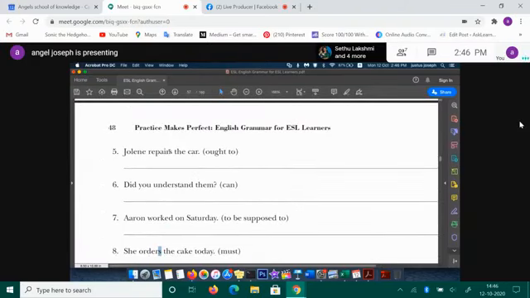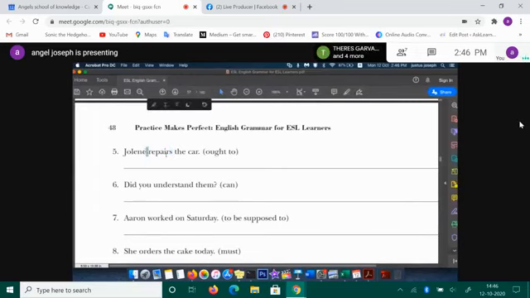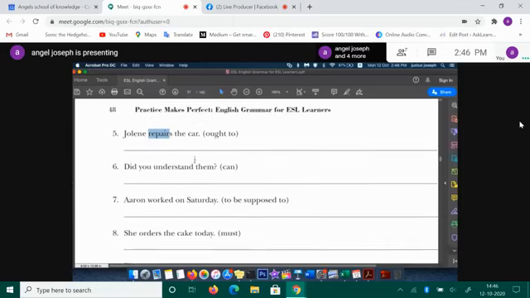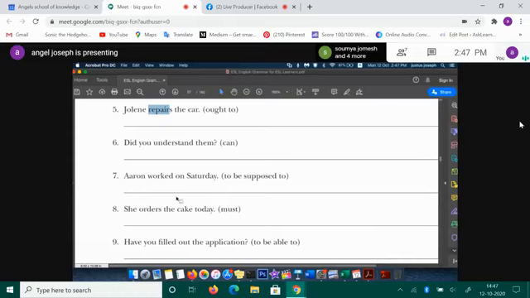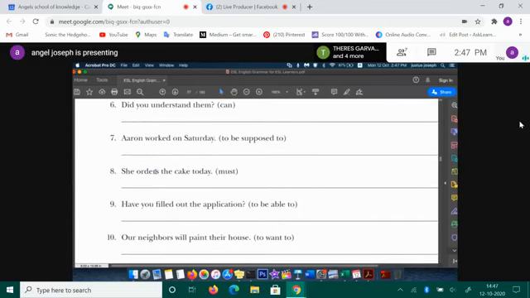Jolene repairs the car. When we used ought to, Jolene ought to, it became repair the car. Right? So that's another thing that we understood, that whenever you are using a helping verb, it removes this S from the verb. Order was the verb, the action. It makes it into its simplest form, its infinitive form, bare infinitive or to infinitive form.